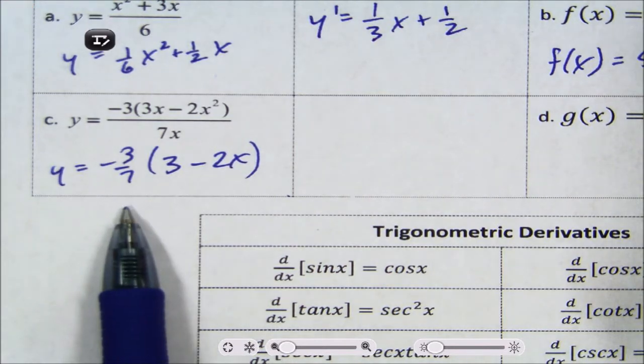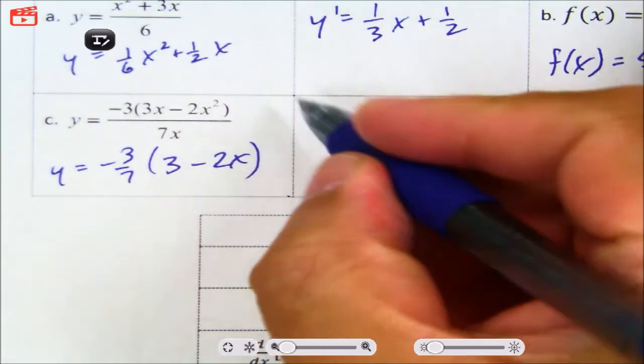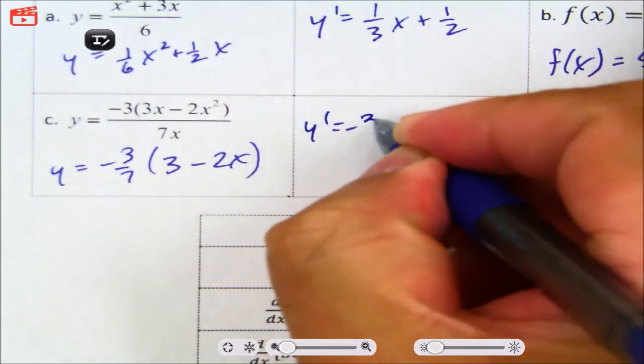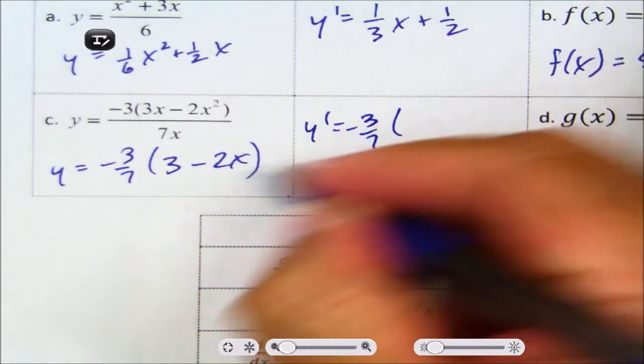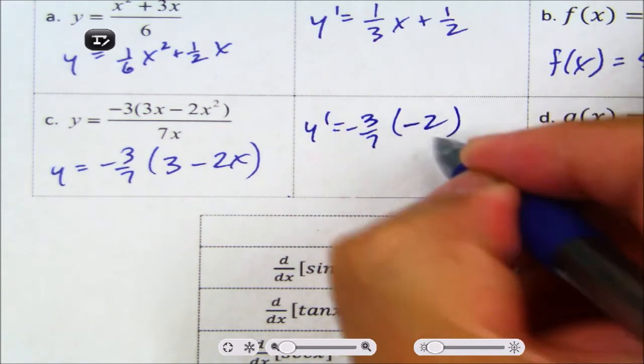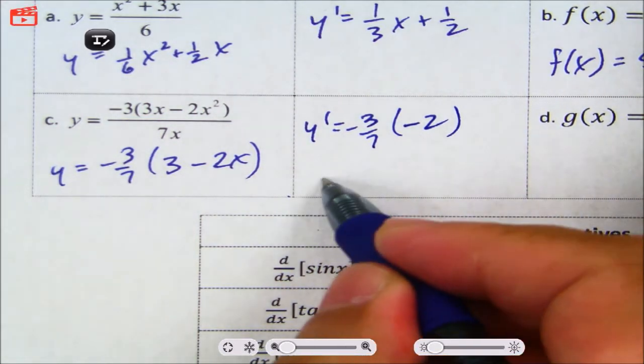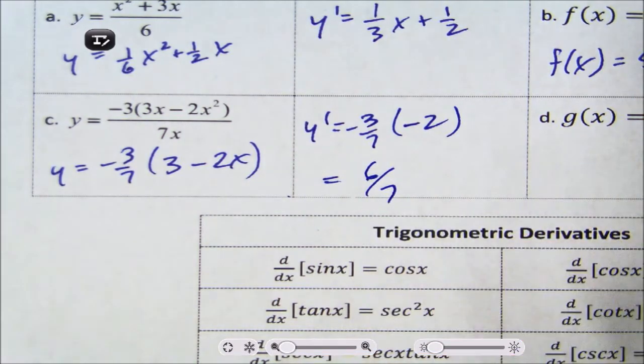That was a constant, so I decided to just leave it out there. So when I take the derivative, that constant just stays out there, and I take the derivative of negative 2x, so that's going to be that. So that is just 6/7.